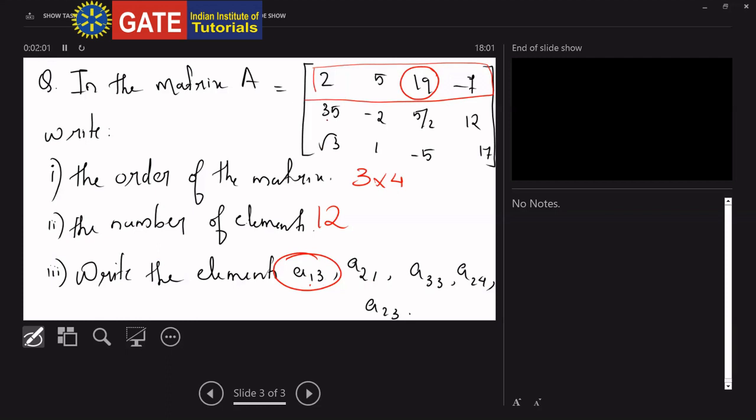Now again you can go for A21. Second row, first element. Who is it? 35. Got it? Similarly, A33. Third row, third column. It is going to be minus 5. Similarly, A24. Second row, fourth column. It is 12, right? So it becomes 12. Now, A23. Second row, third column. That is 5 by 2. Understood now? How to find the elements, locate the elements. Clear with it, right? Can we go for the next question?